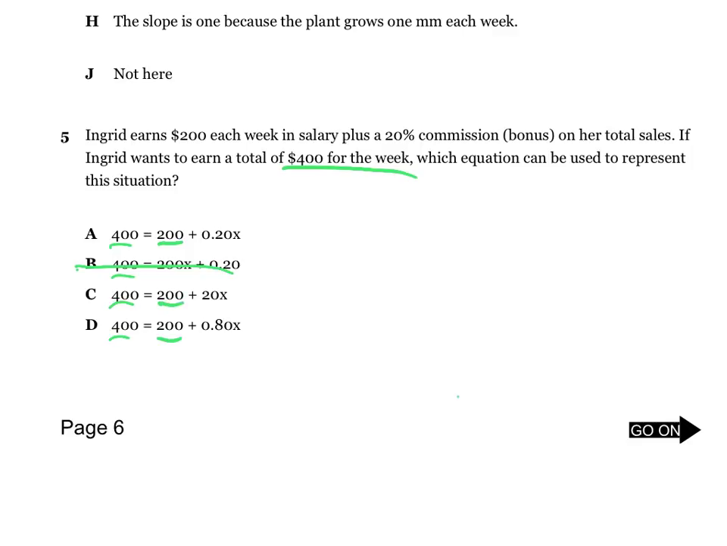So now I've got to figure out this 20% commission bit. Well, she's getting the 20% commission, but I need that as a decimal. So it's going to be 0.2 or 0.20, whatever floats your boat, doesn't really matter. It's on each sale. So it's going to be 0.2x or 0.20x. So our answer is A on number 5.